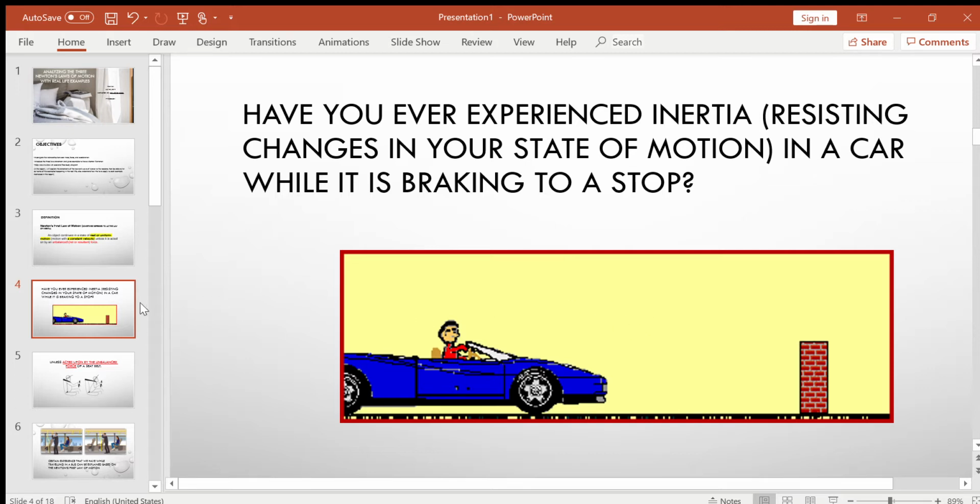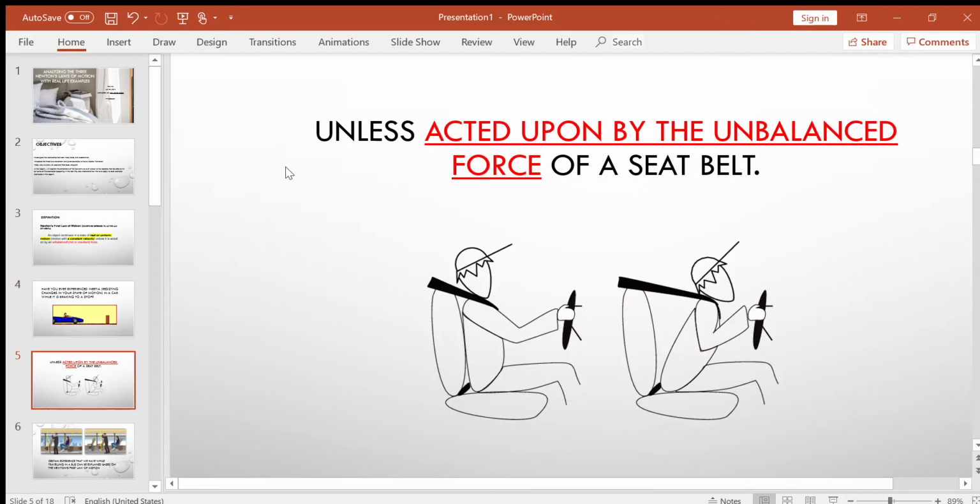So to prevent falling forward, we should wear a seat belt. A seat belt provides the unbalanced force that brings you from a state of motion to a state of rest. Perhaps you could speculate what would occur when no seat belt is used. It could damage your neck.